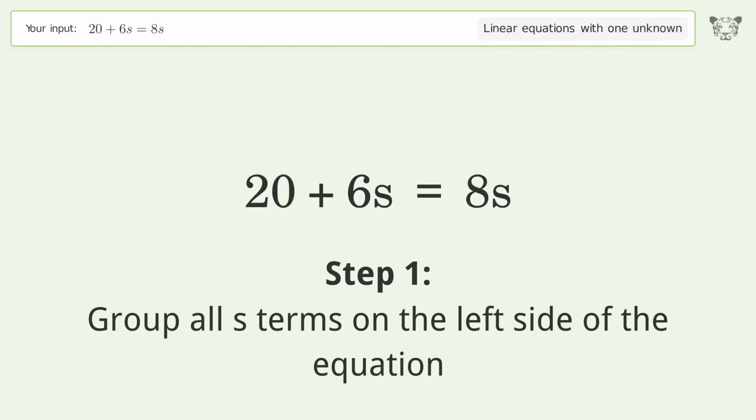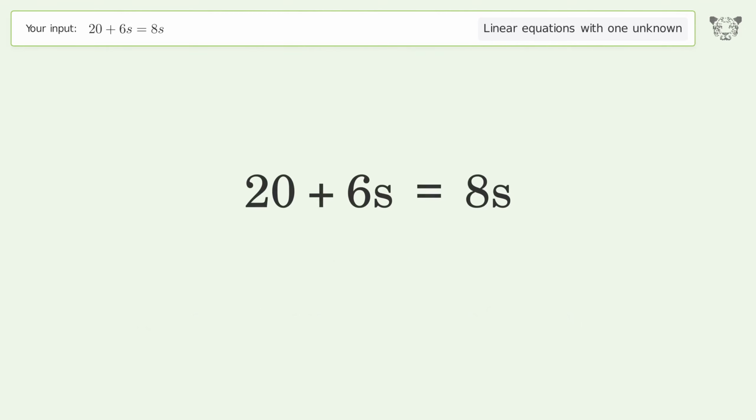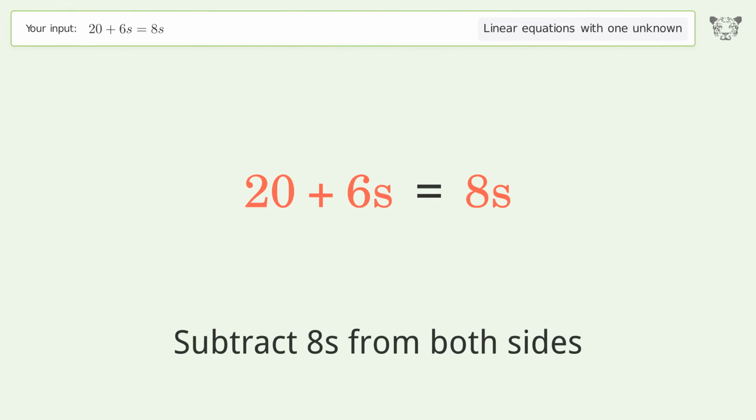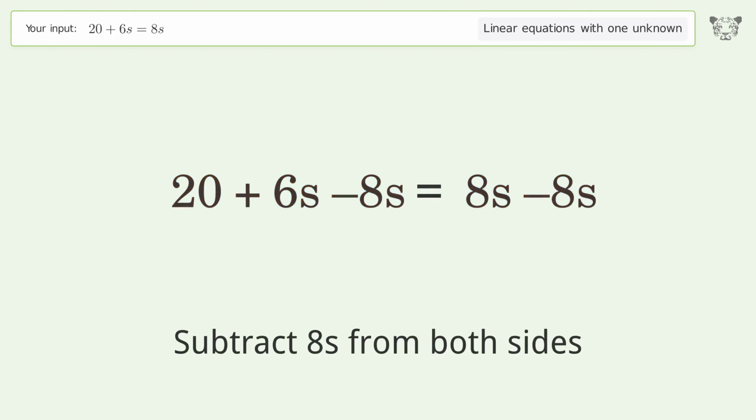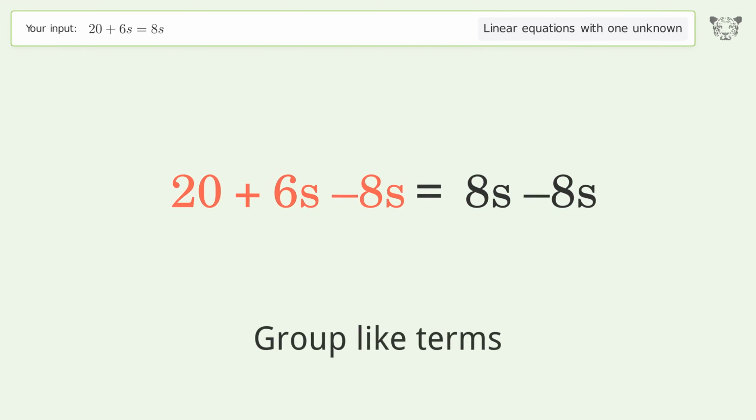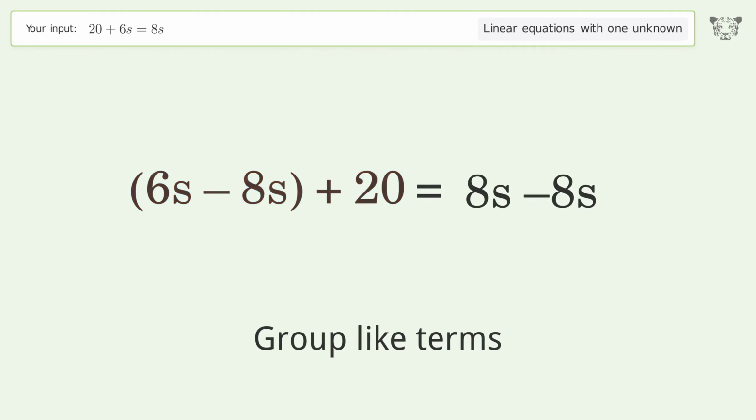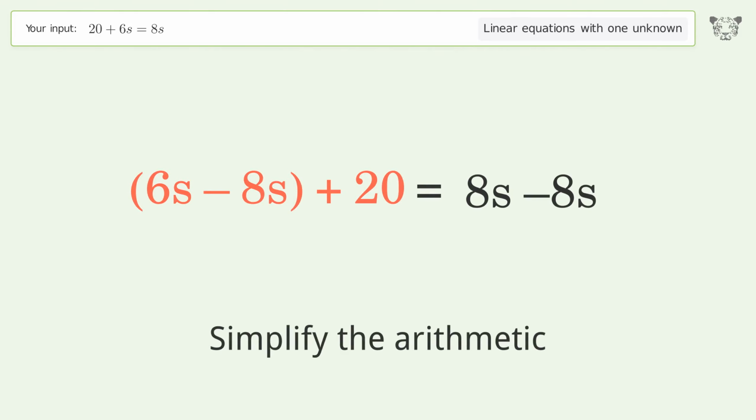Group all s terms on the left side of the equation. Subtract 8s from both sides. Group like terms. Simplify the arithmetic.